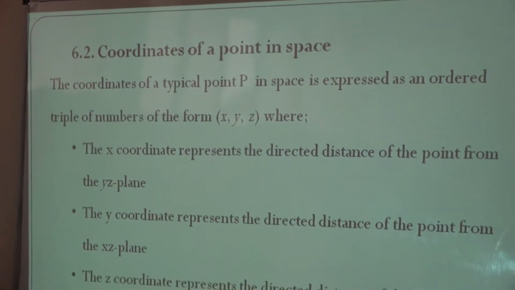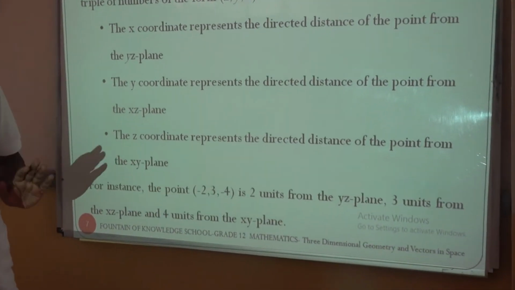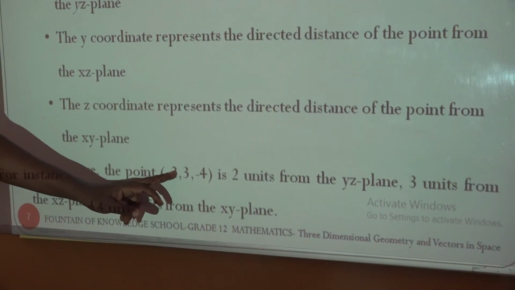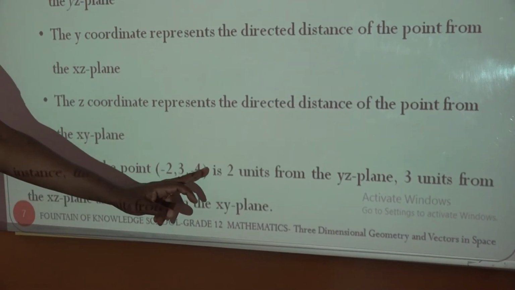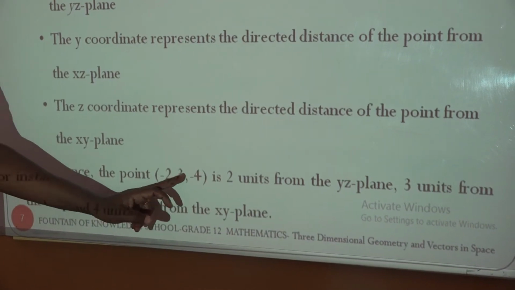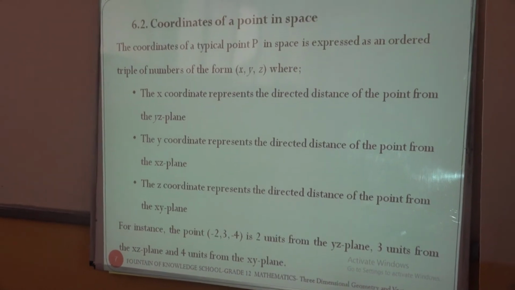For example, if you look at this point, (-2, 3, -4), it means this point is 2 units away from the yz plane, 3 units away from the xz plane, and 4 units away from the xy plane. So this is the meaning of an ordered triple.